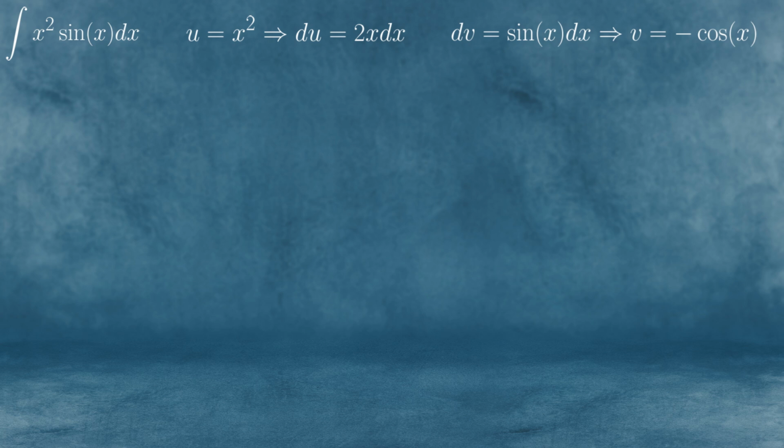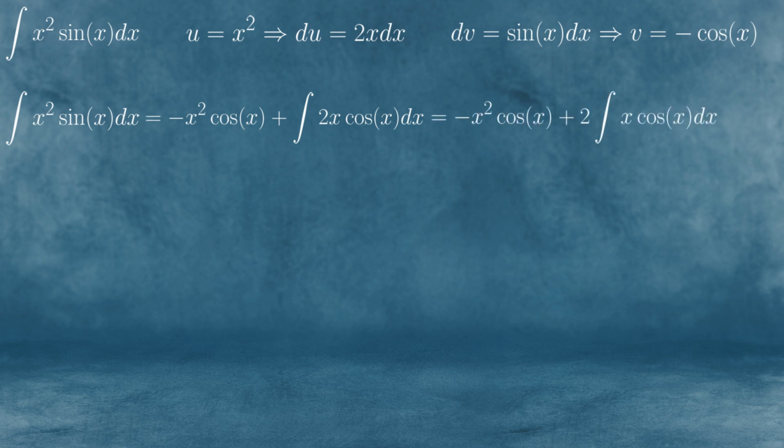So if we apply integration by parts, we know that the original integral will be equal to u times v minus the integral of v du, which is equal to minus x squared cosine of x plus 2 times the integral of x cosine of x dx. And for solving this integral, we're going to use integration by parts again.